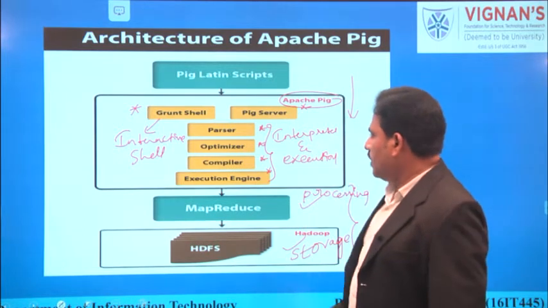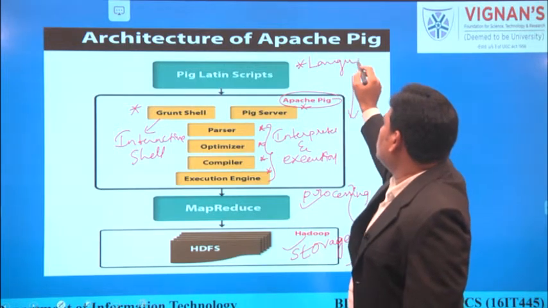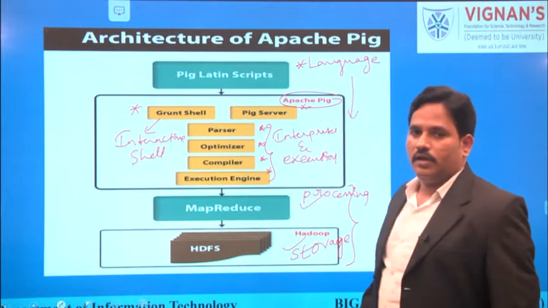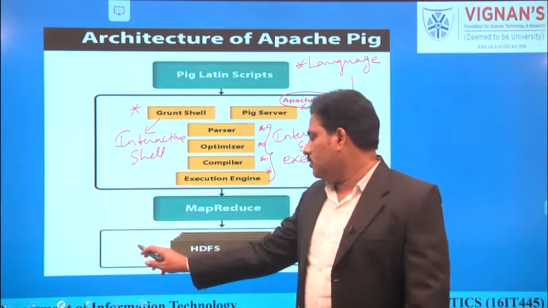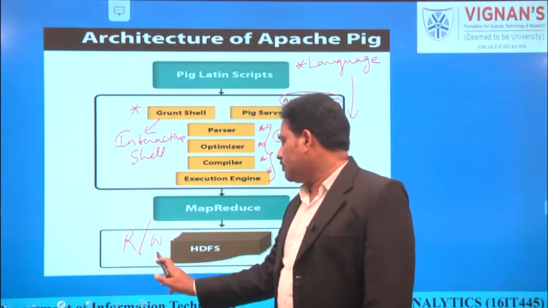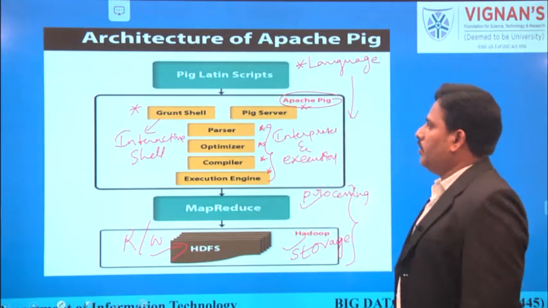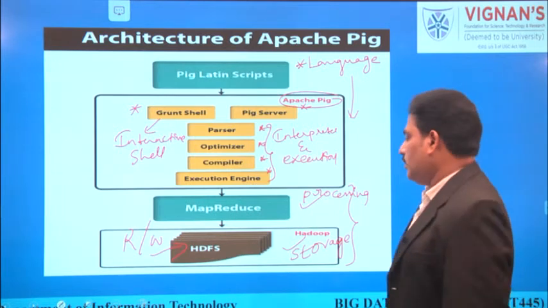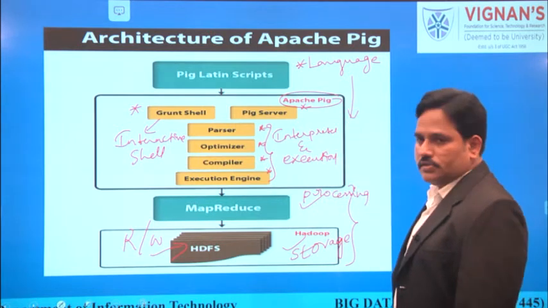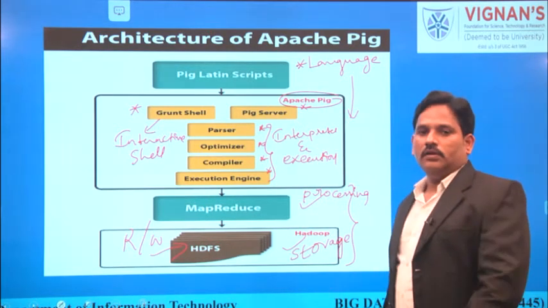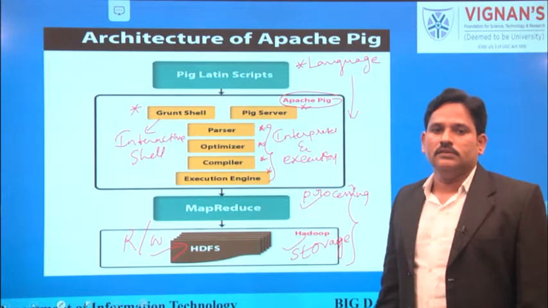To perform all these activities, we take the help of a language called the Pig Latin script. We use the Pig Latin language to write commands and programs in order to perform read and write operations on the HDFS environment. So these are the main modules of the Apache Pig architecture: HDFS, MapReduce, Grunt shell, Pig server, parser, optimizer, compiler, execution engine, and on top of that we have Pig Latin scripts.